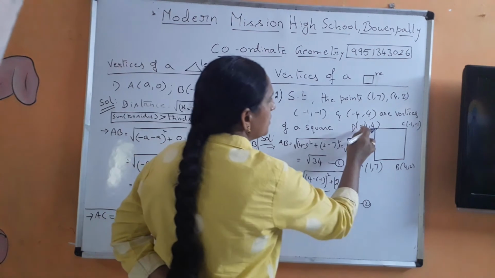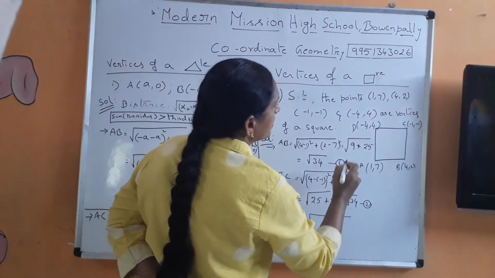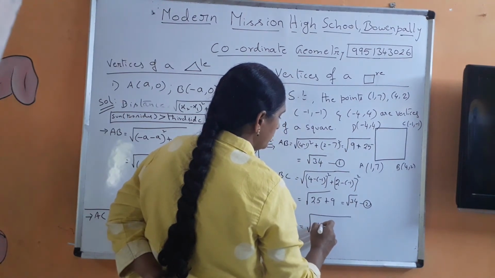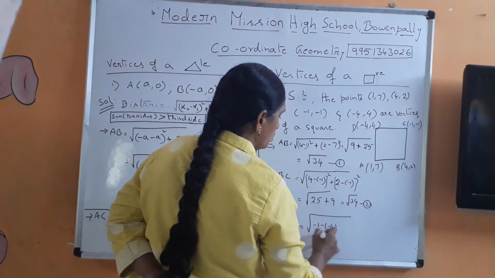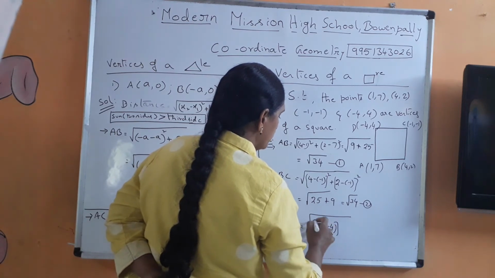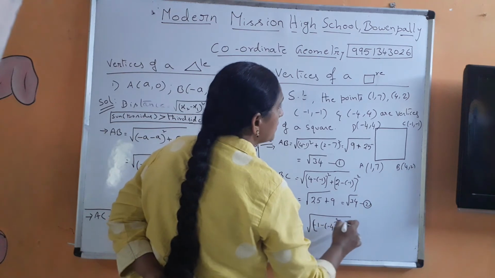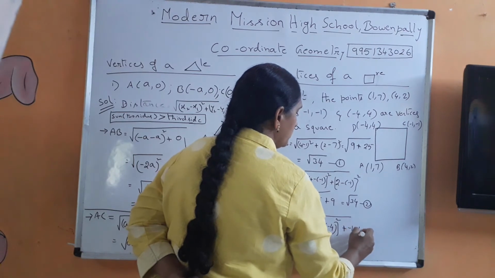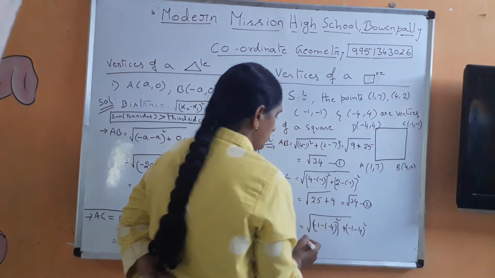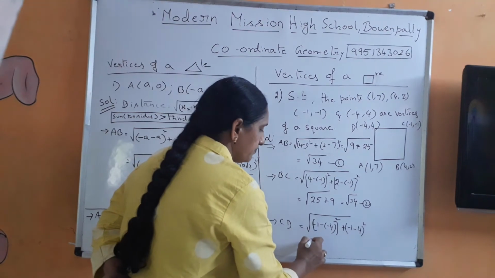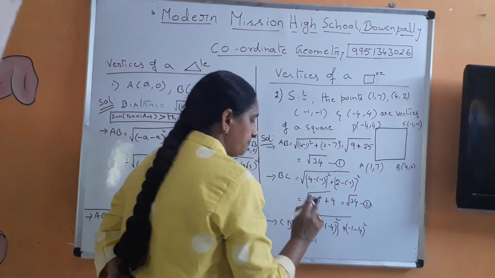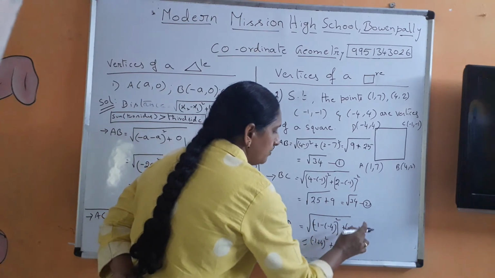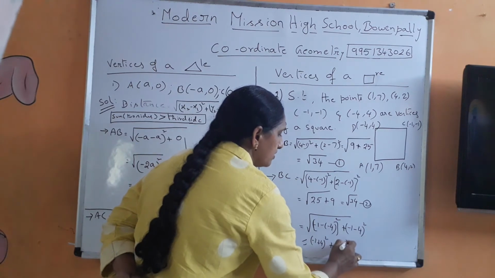Square root of CD. Minus 4 minus of... right. So minus 4 and minus 1. So minus 1 minus of minus 4 whole square plus minus 1 minus 4 whole square. Now see here, minus 1 minus of minus, plus 4 whole square. Minus 1 minus 4 is minus 5, whole square under root.